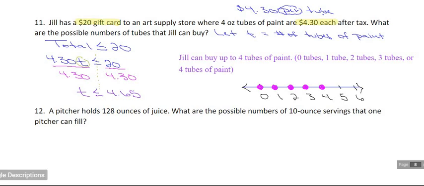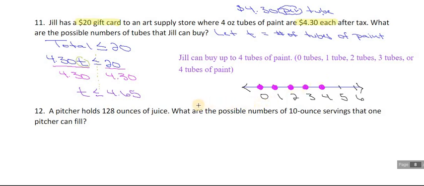Some people not thinking about the reality of the situation would just kind of put a closed circle on 4, or they'd go to 4.65-ish and then shade all the way left. Now, technically, you're not going to buy negative tubes of paint. So that's why we're stopping at 0. So she can buy 0, 1, 2, 3, or 4 tubes of paint. If there were lines in between here, if we had shading, that would imply that she could buy, say, 2.5 tubes of paint, 1.5 tubes of paint. So sometimes we will run into whole number only situations, and we call this discrete.